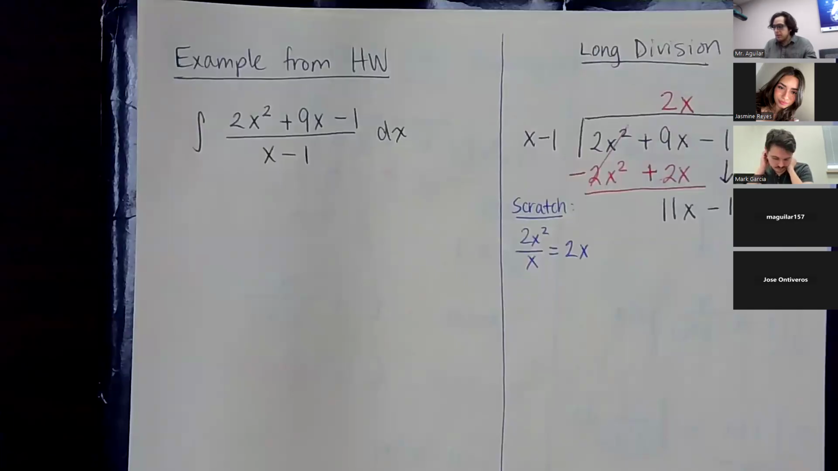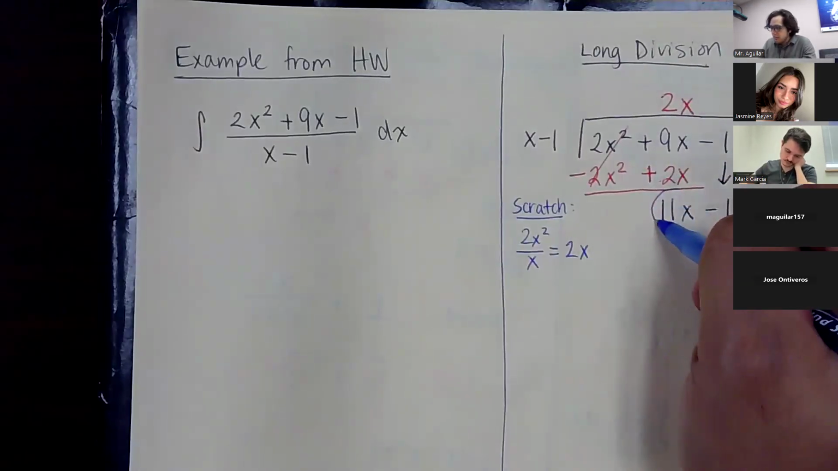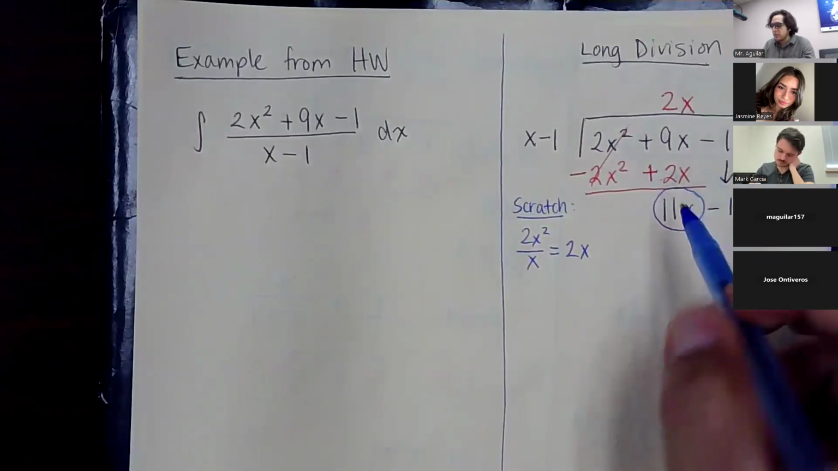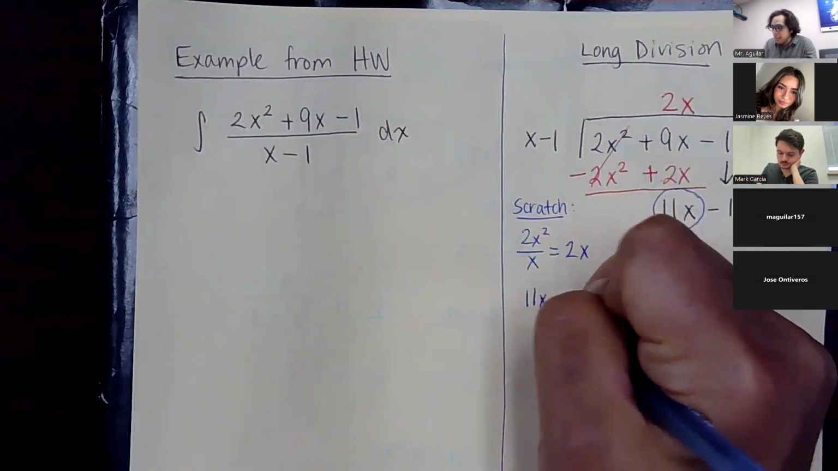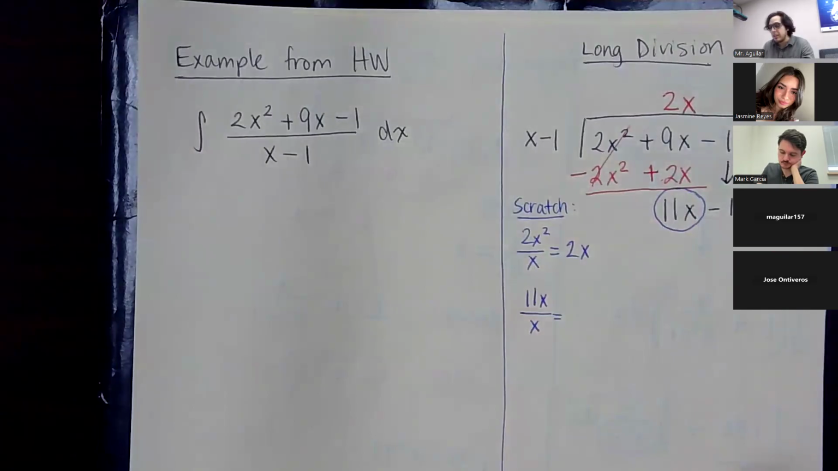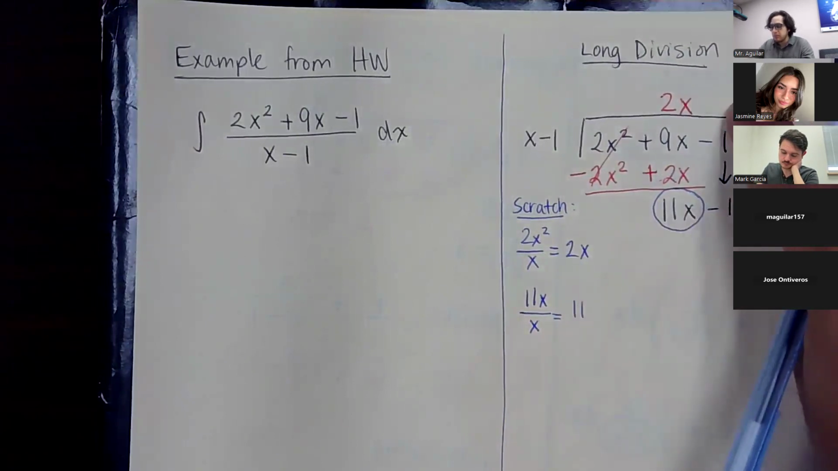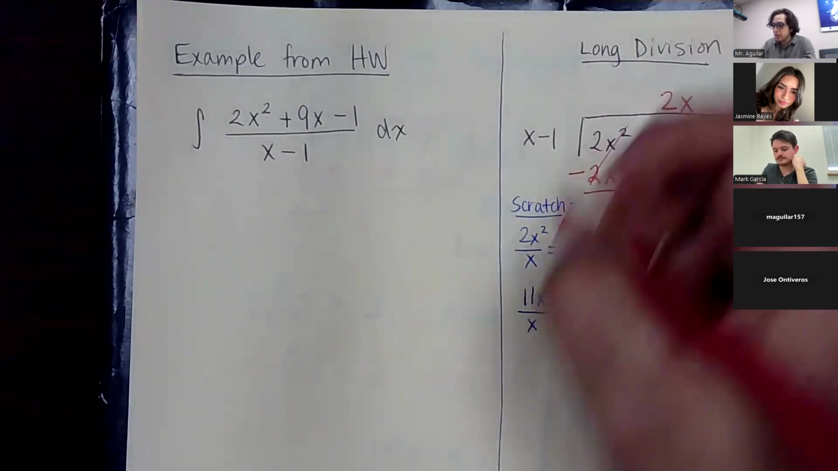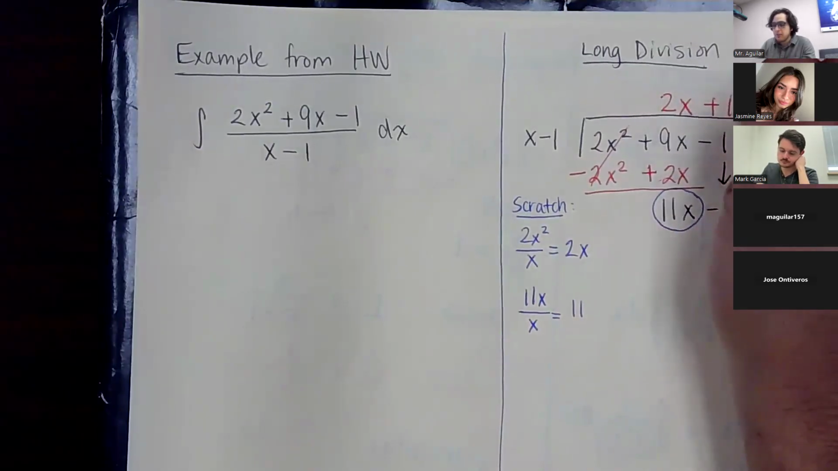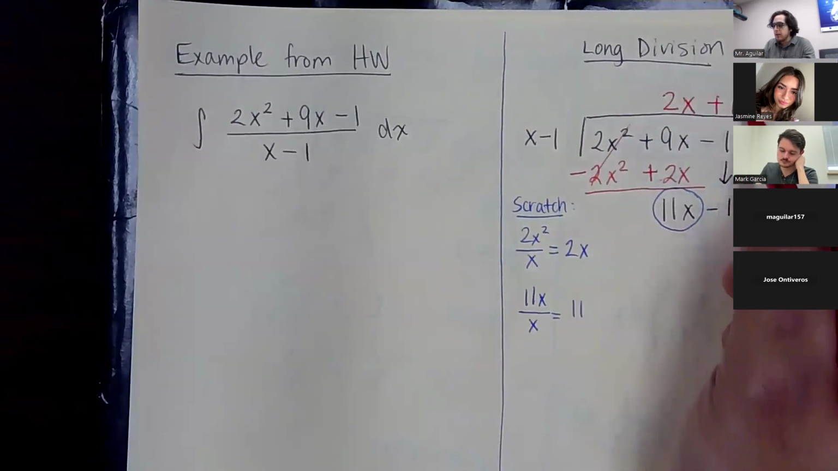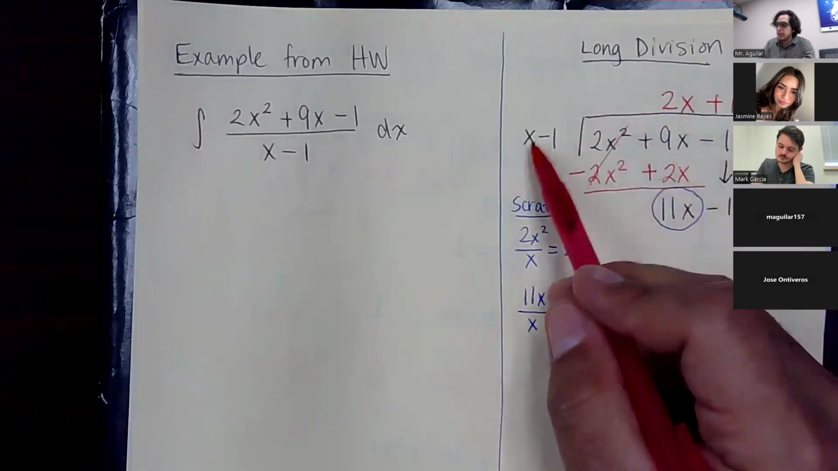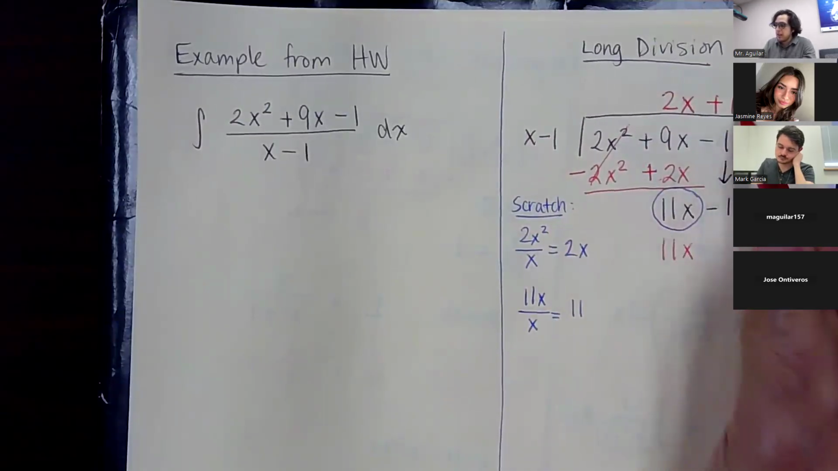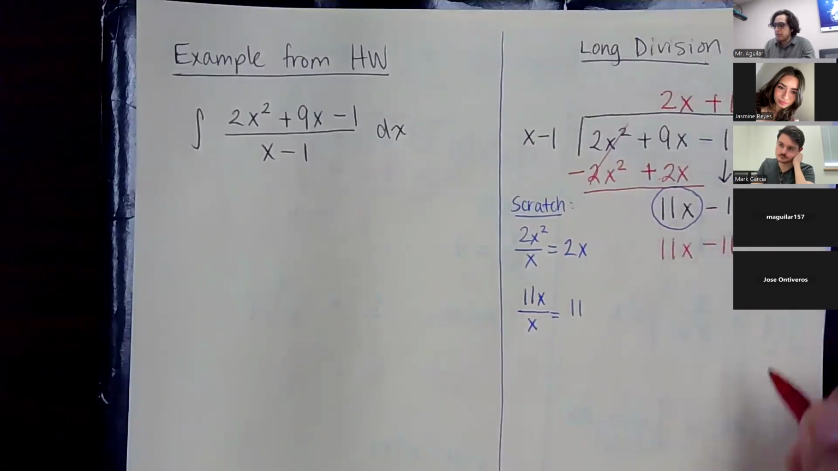We're going to take a look at this 11x now and ask ourselves, how many times does x go into that? In other words, what is 11x divided by x? That should just be 11, right? So that now is going to go up here. It's a positive 11, so be careful. Since that's positive, we're going to put a plus 11. And then we can go ahead and multiply that 11 and distribute it to this polynomial over here. So that's going to be 11x, and then 11 times negative 1 is going to be minus 11 there.